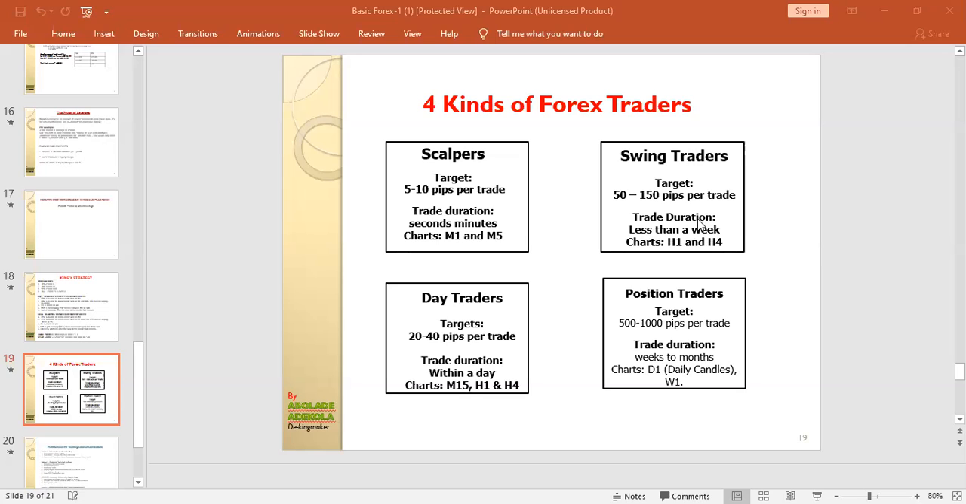Then we have position traders. These are the traders that have to wait for a lot of weeks or months. They target between 500 to 1000 pips per trade, and their trade duration will last for weeks or months. A position trader takes trades on either the daily or weekly chart. So these are the four types of forex traders we have.